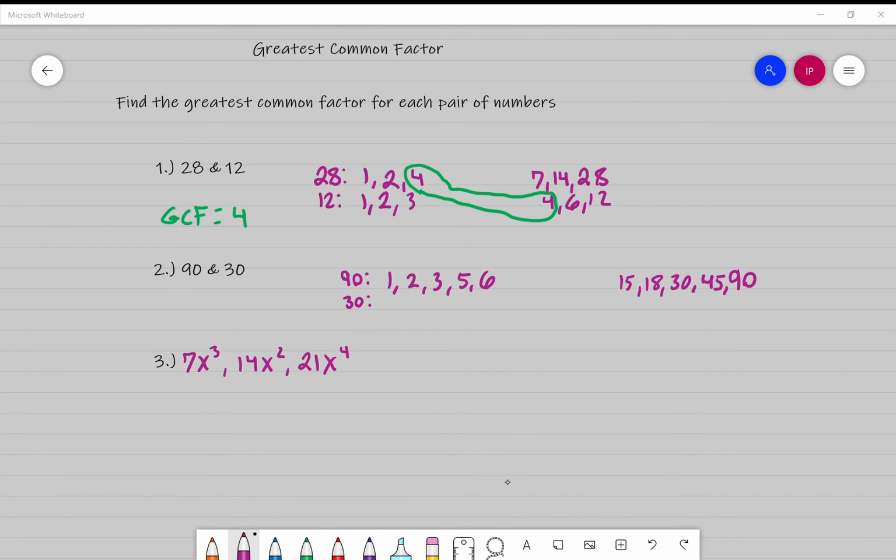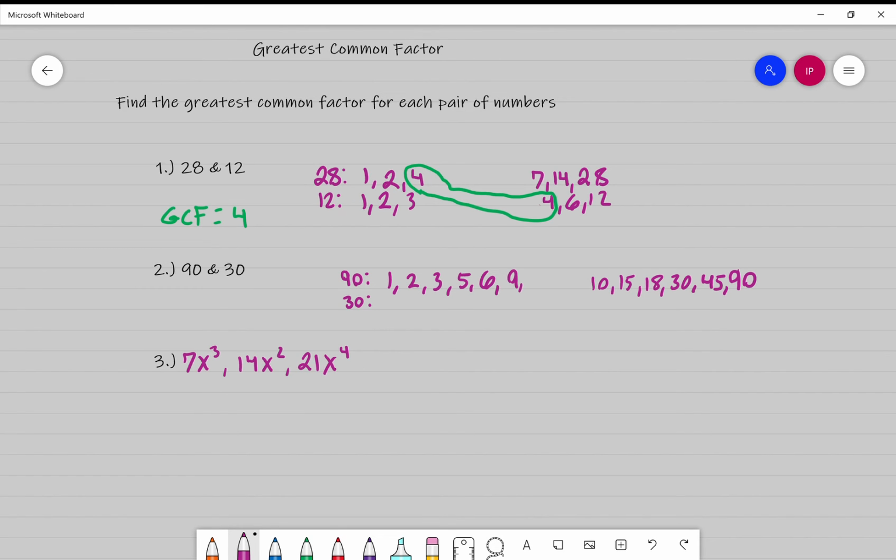Nope. We know 9 goes into 90. But how many times? If you know your times tables, you should know that 9 goes into 90 10 times. There we go. So 9 and 10.